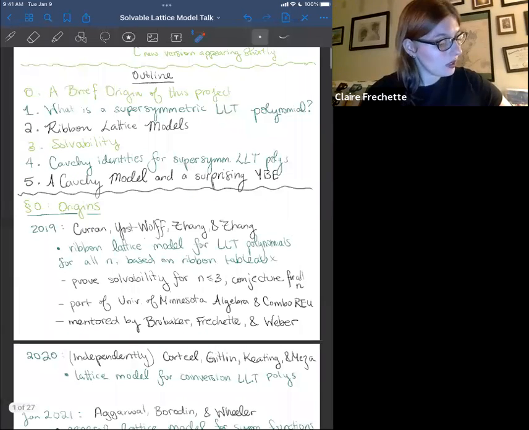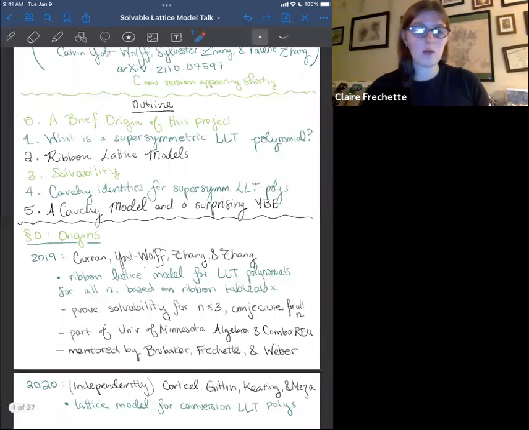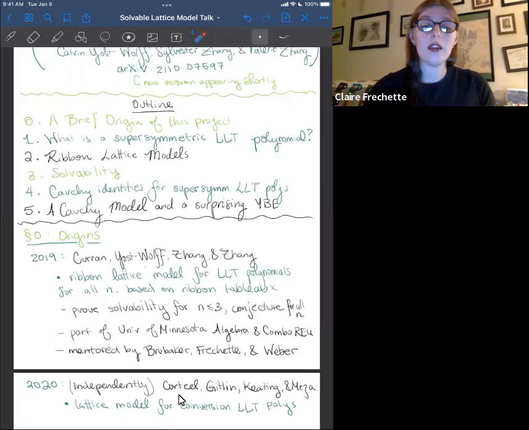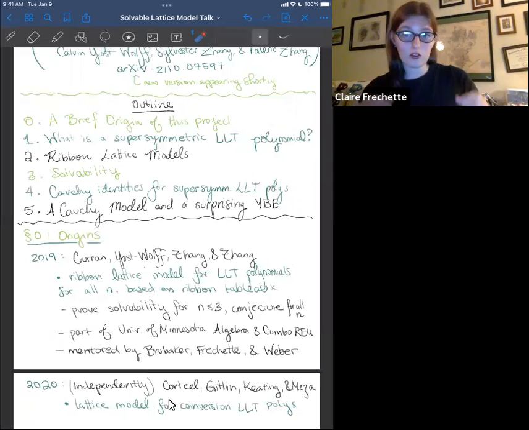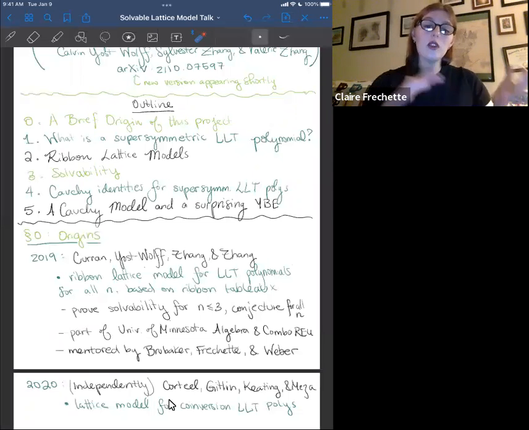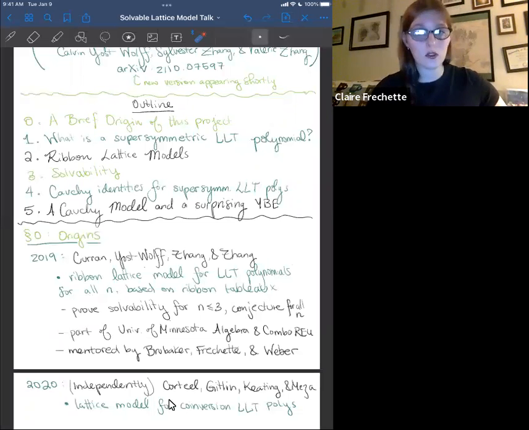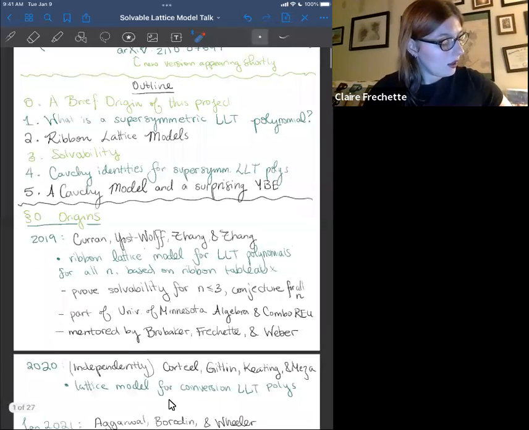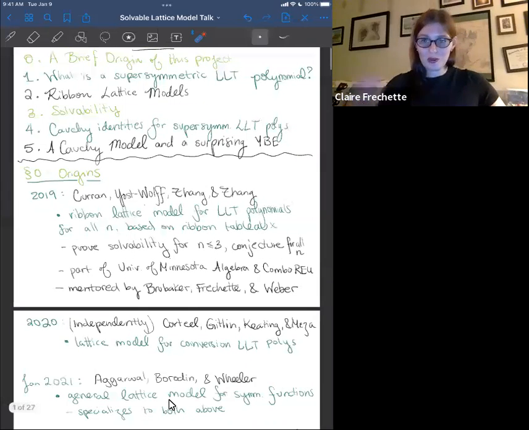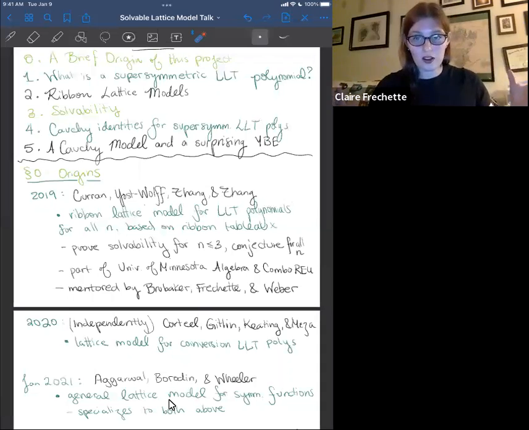Then in 2020, another team of researchers, Cortiel, Gitlin, Keating, and Meza, came up with a different lattice model that gave a very closely related set of polynomials called co-inversion LLT polynomials. These two models are very closely related by a bijection that relates the ribbon tableau to a different set of tableau that they were using to generate their model. In 2021, these projects were both subsumed by Agarwal, Borodin, and Wheeler's general lattice model.